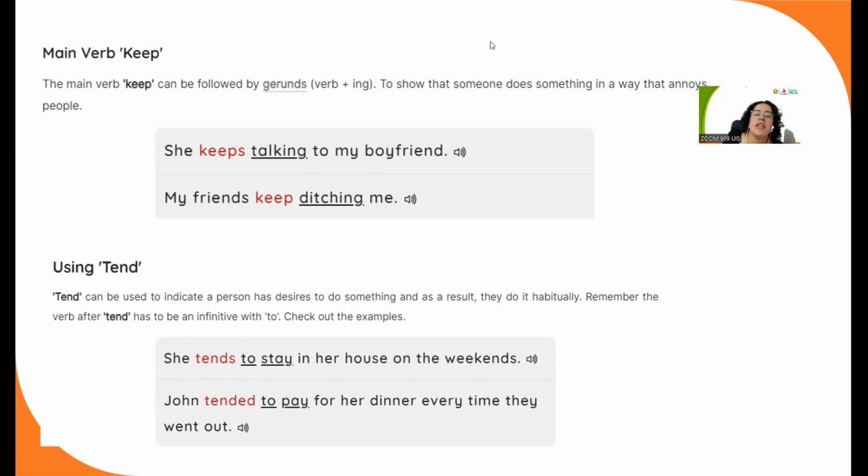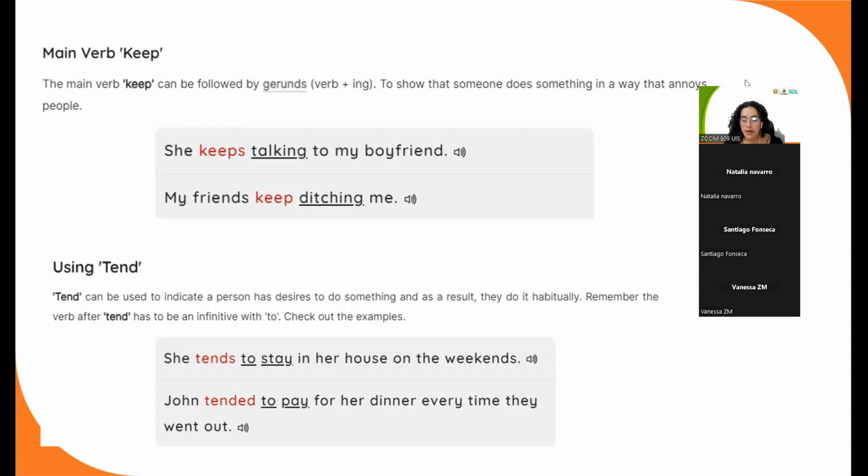All right, so tend, tiende a, and keep, also to talk about habits in the present, okay?